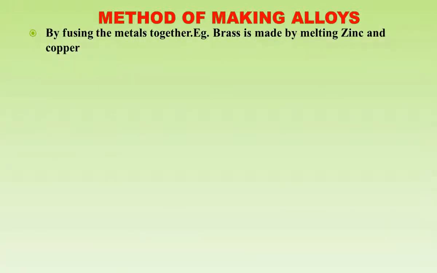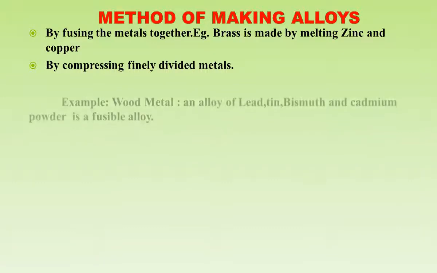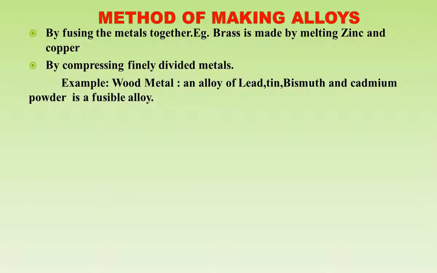Methods of making alloys. First method, by fusing the metals together. For example, brass is made by melting zinc and copper. Fusing means two or more metals fused together. The second method is compressing finely divided metals, for example an alloy of lead, tin, bismuth, cadmium powder.